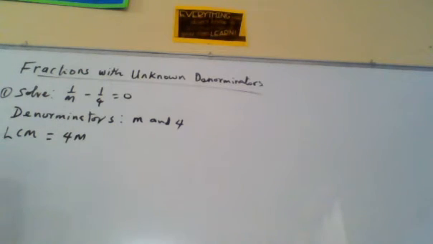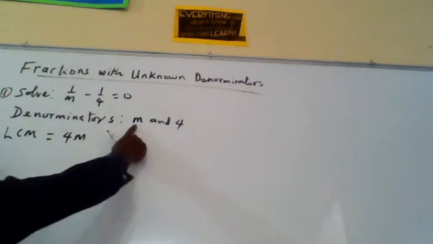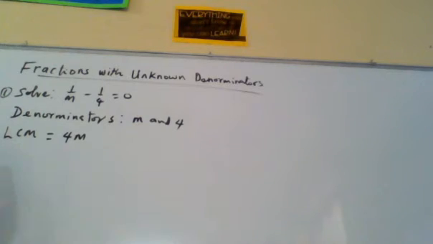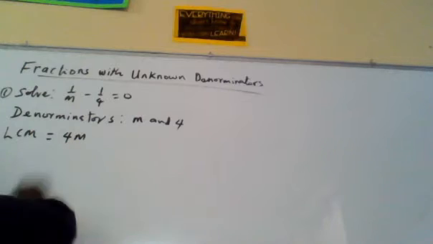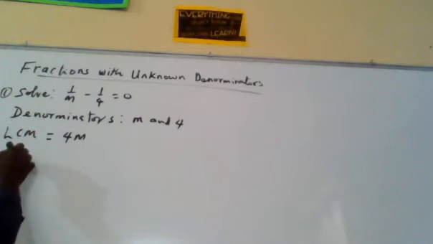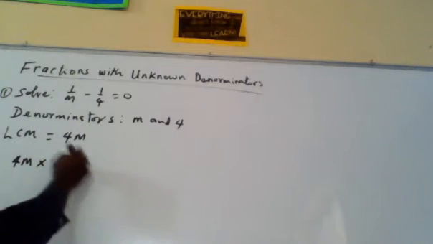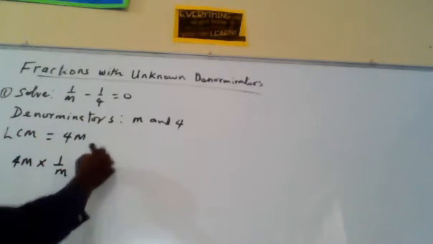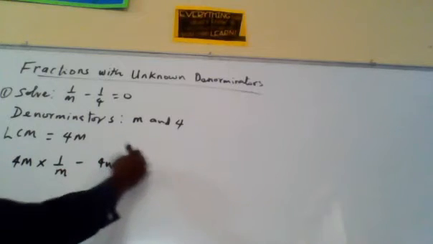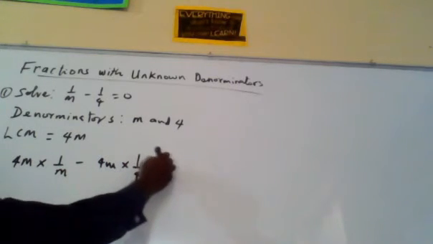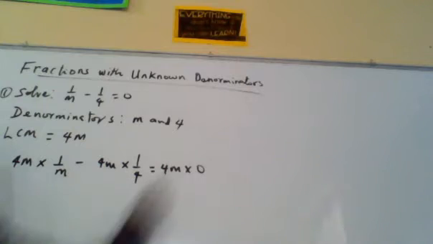And you know how we get that? You multiply m by 4. That will give you 4m. And the next step from there is to multiply each of the terms of the equation by the L.C.M. So that is going to be, next step, 4m times 1 over m minus 4m times 1 over 4 equals 4m times 0. So that's the next step.